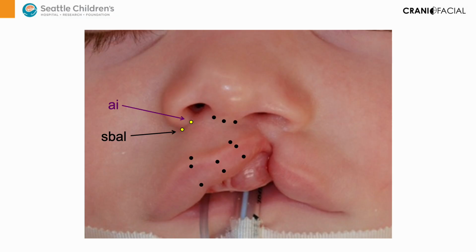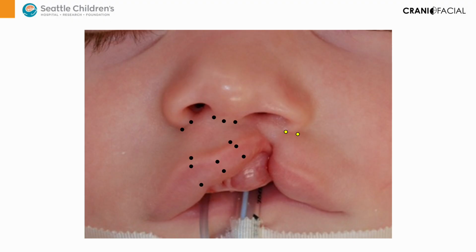We then find the 2 points along the ala on the non-cleft side. There's the subalare, which is the lowest point on the ala, and there's the alar insertion point, which, if you follow the rim of the nose and find where it intersects with the crease of the sill, that's where the alar insertion point is. We then go to the cleft side and identify the same landmarks.